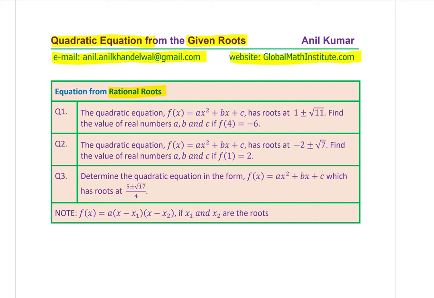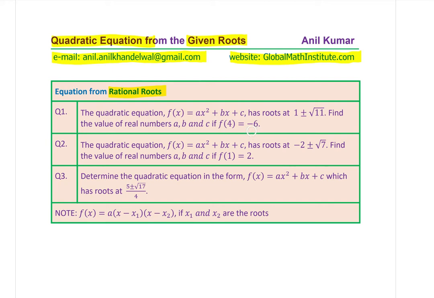We'll have three questions in this particular video to discuss. They are all related with rational roots. Let's go through these questions. Question number one. The quadratic equation f of x equals ax squared plus bx plus c has roots at 1 plus minus square root of 11. Find the value of the real numbers a, b, and c if f of 4 is equal to minus 6.